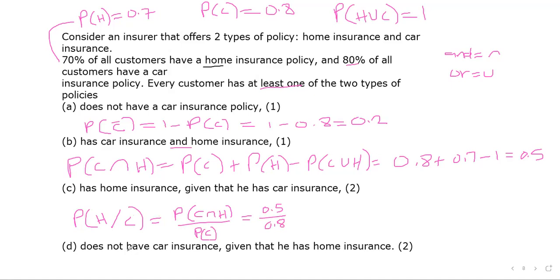How about does not have a car insurance given he has a home? So does not have a car insurance is car complement given home. So this will give you the intersect of the two letters, except one letter has a complement. Then down there, we put what? Probability of H. Then since we know that the complement is on C in this case, you rewrite this and solve for this formula.